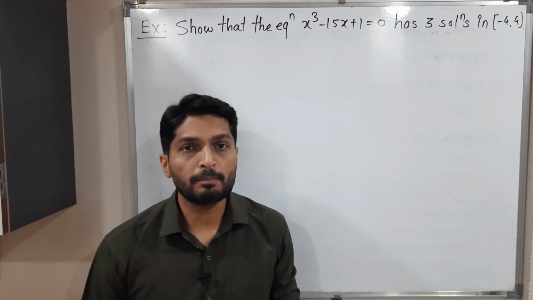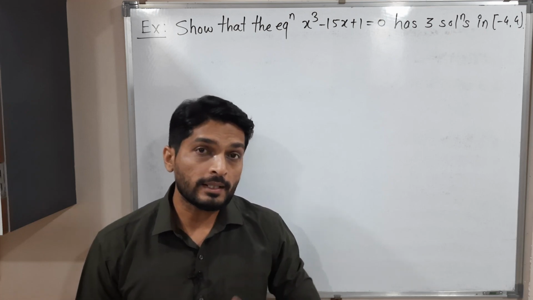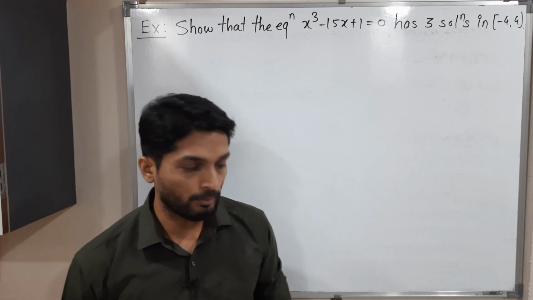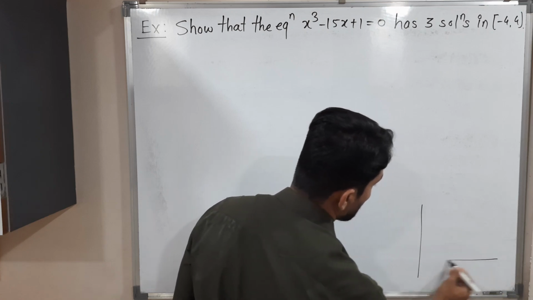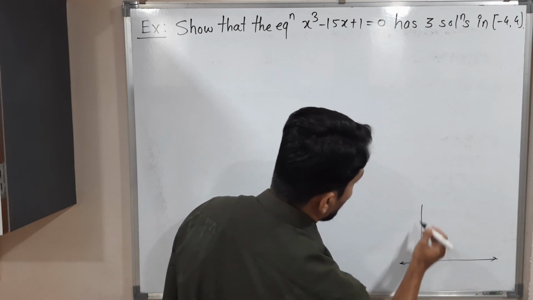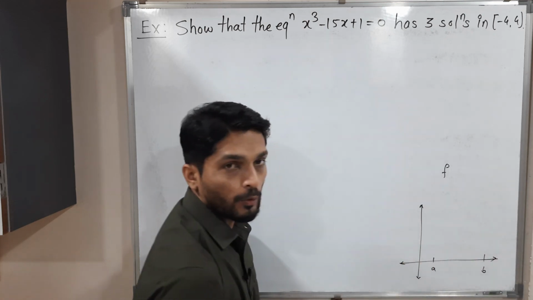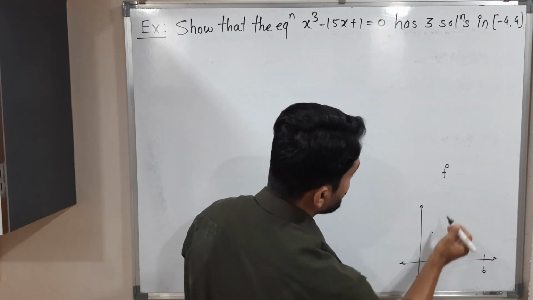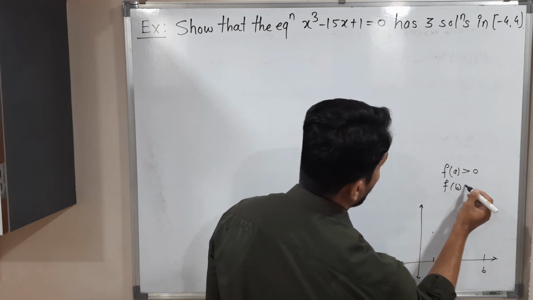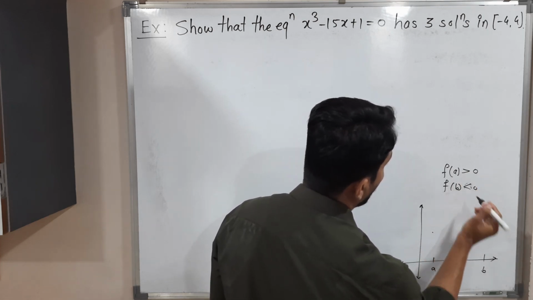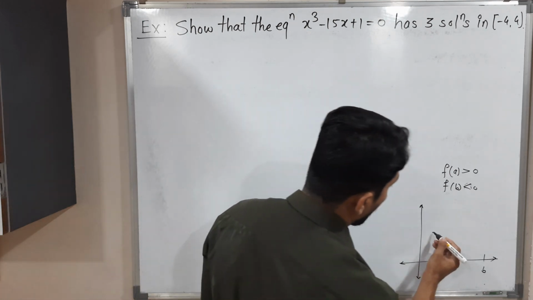I am going to solve this example with the help of the intermediate value theorem. First of all, we will try to understand the meaning of it and then we will start to solve the problem. That theorem says, suppose this is the y-axis, this is the x-axis. We have some interval [a, b] and a continuous function f. At point a, the function has a positive value, f(a) is positive. At point b, the function has a negative value, that means below the x-axis. The function is continuous, so it will be like this.